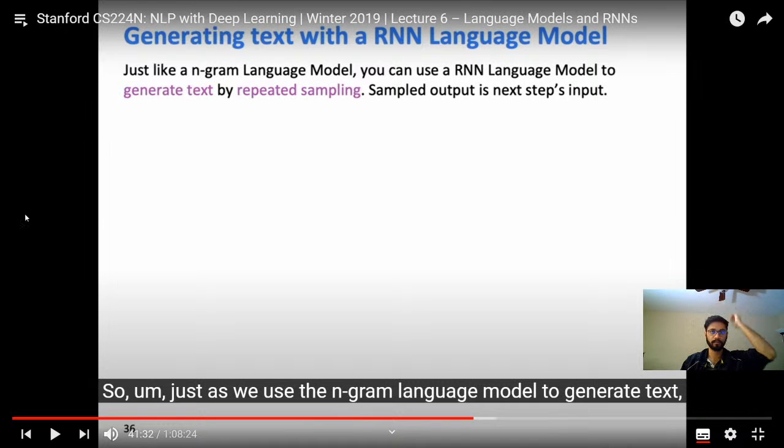But before we get into this, let's take a break, I would say, for a few minutes, and we'll get started with generating text with an RNN language model. Will be back in a couple of minutes.